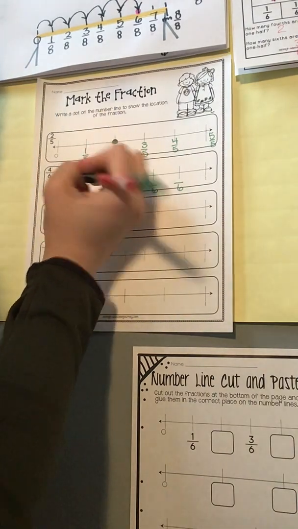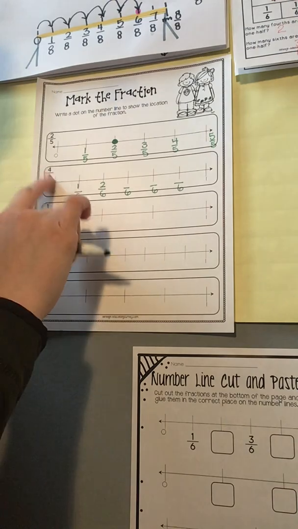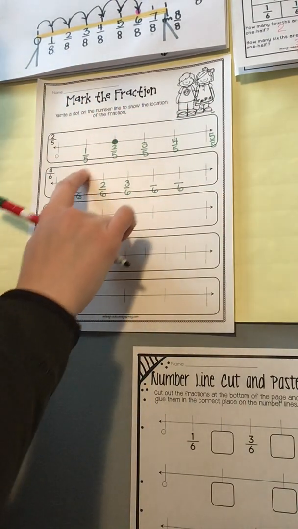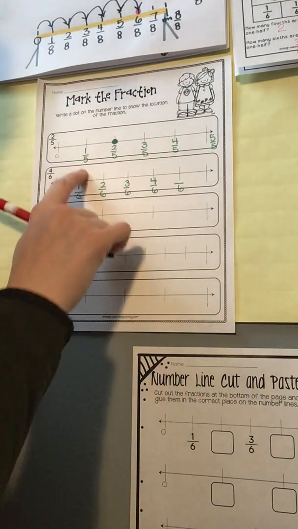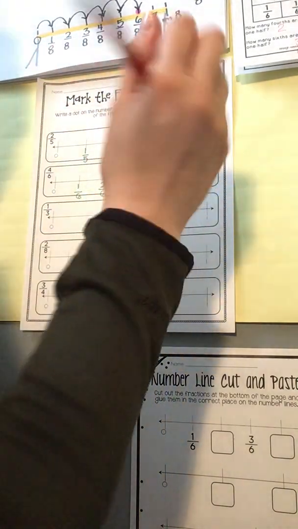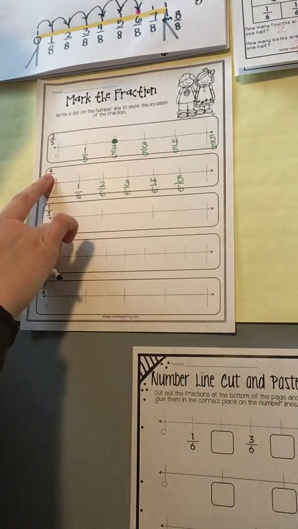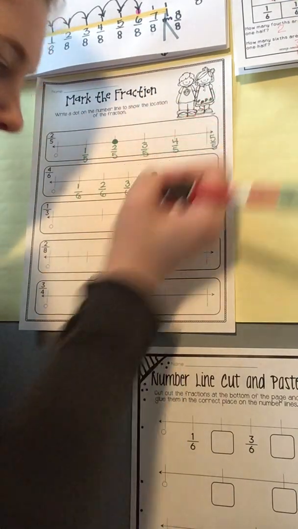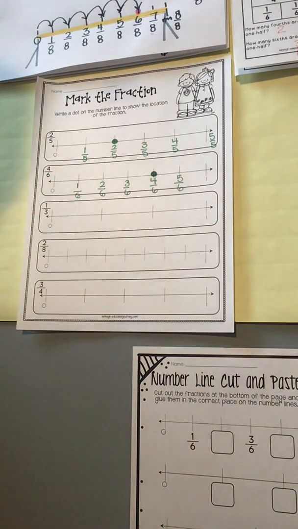1 sixth, 2 sixths, 3 sixths, 4 sixths, 5 sixths, and then 6 sixths is 1 whole. Now we got to plot our dot at 4 sixths. Now that we've labeled them, nice and easy. Oh, isn't that good? Okay, remember, we're making sure that our dots can be seen.